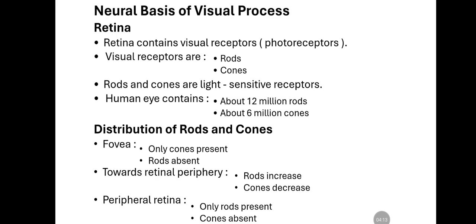Distribution of rods and cones. Fovea: only cones present, rods absent. Towards retinal periphery, rods increase, cones decrease. Peripheral retina: only rods present, cones absent.